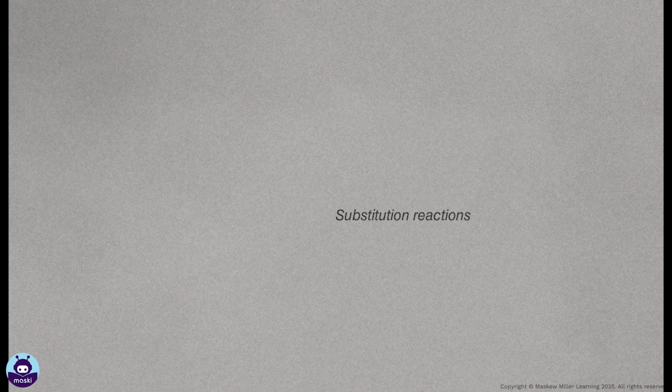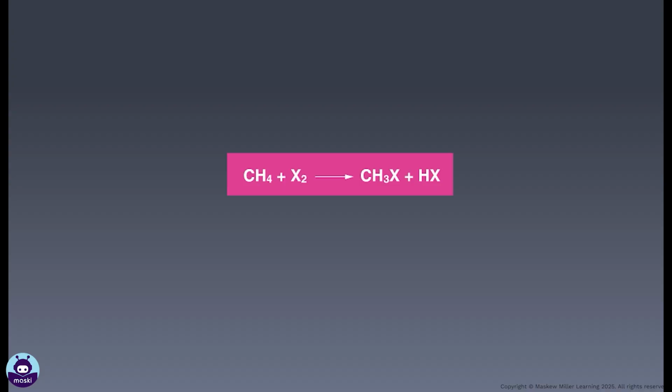Substitution reactions. In a substitution reaction, an atom or a group in a saturated organic compound is substituted with another atom or group. Haloalkanes can be prepared from alkanes using this method. Here, X is a halogen, like fluorine, chlorine, bromine or iodine.